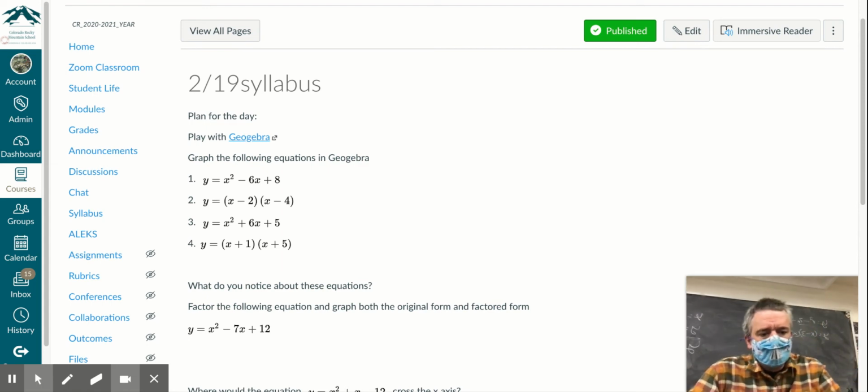All right. So what we're going to talk about today is just how we're going to work with factored form, and we're going to work in GeoGebra. So if you do not have it, take a minute and open up GeoGebra. And then what we're going to do is graph these first two equations right here, and kind of see what we notice.